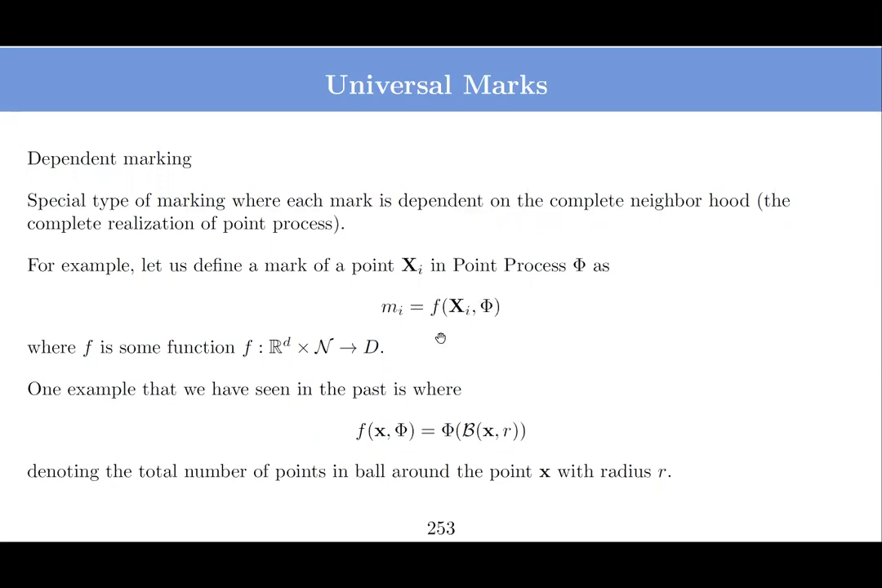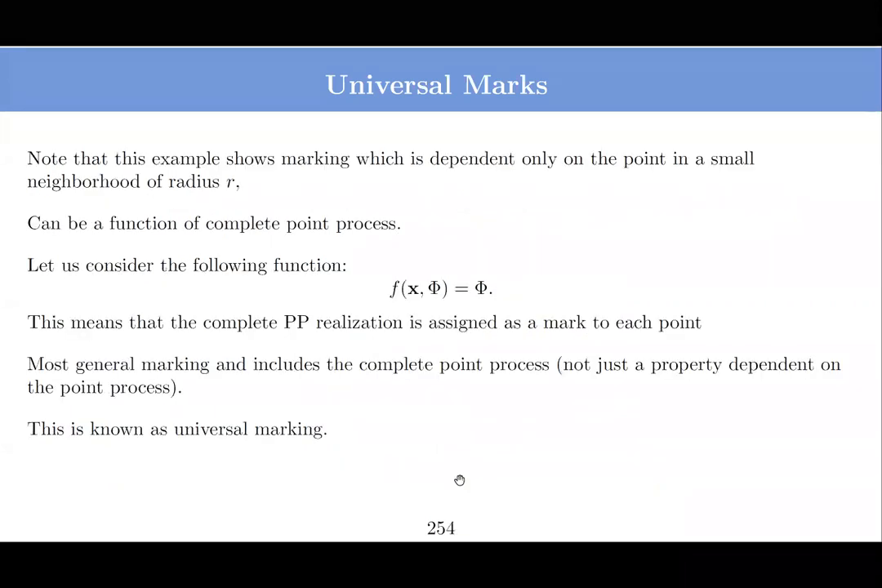So one example that we have seen in the past is where this function can be just the number of points in the ball B(x, r), denoting the total number of points in the ball around the point x with radius r. That's a dependent marking. So that was just a function of this. In this example, the marking is dependent only on the points in a small neighborhood of radius r. But this can be a function of the complete point process.